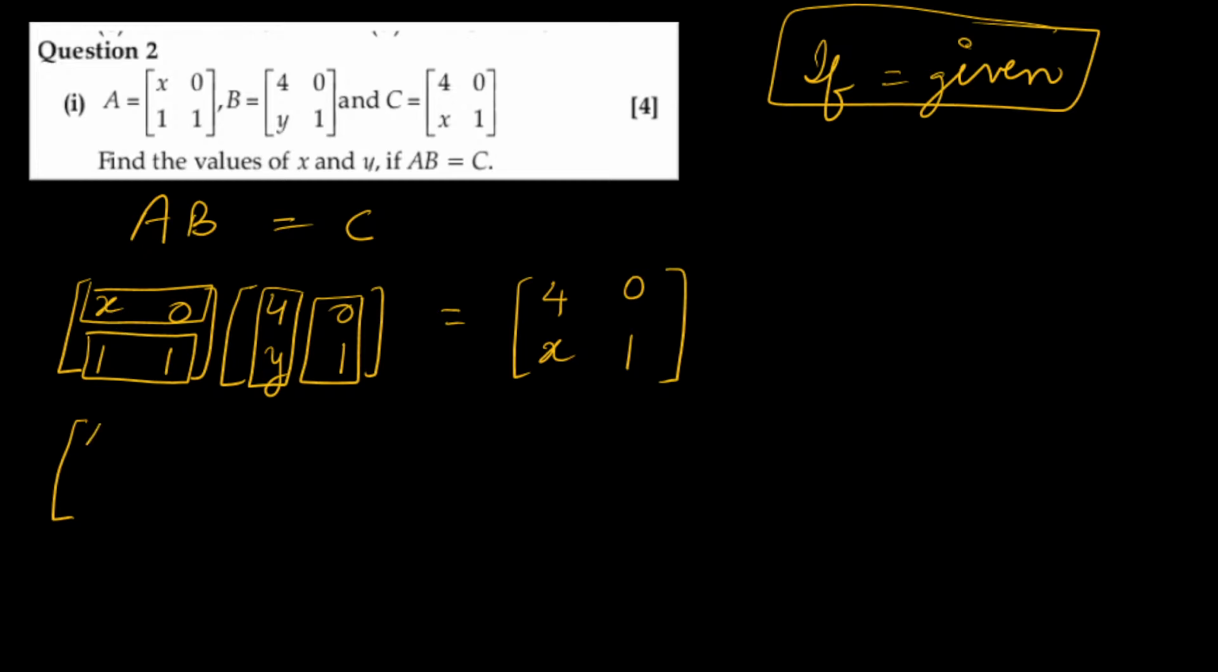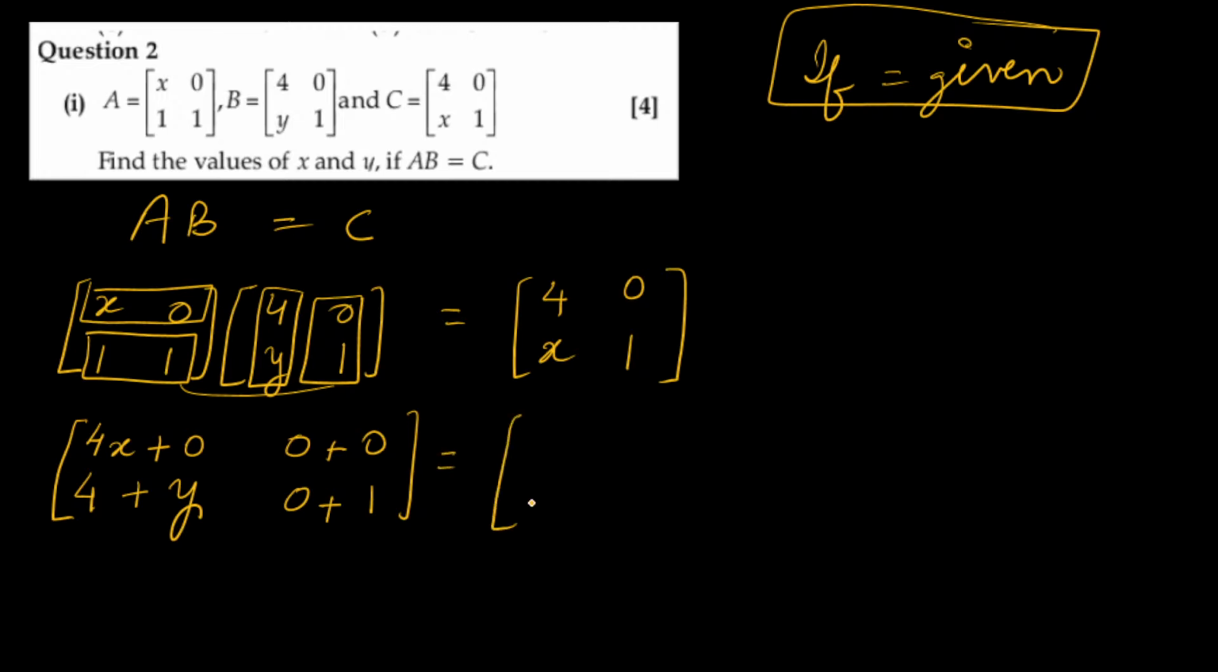So 4 into x is 4x plus 0 into y is 0. Then 4 into 0 is 0 plus 0 into 1 is also 0. So the first element is multiplied with the first, and the second element with the second element of the second matrix. Then 4 into 1 is 4 plus 1 into y is y. Then 1 into 0 is 0 plus 1 into 1 is 1. So this is equal to 4x, 0, 1.